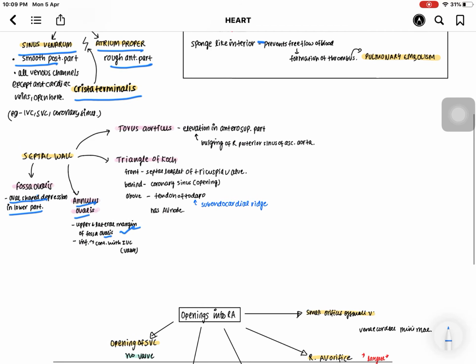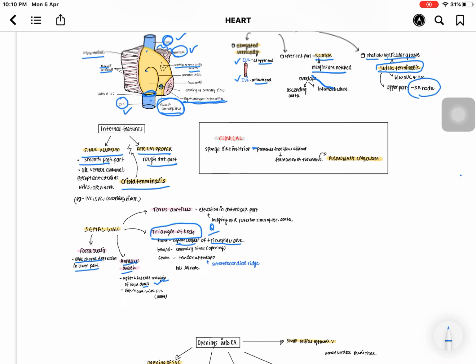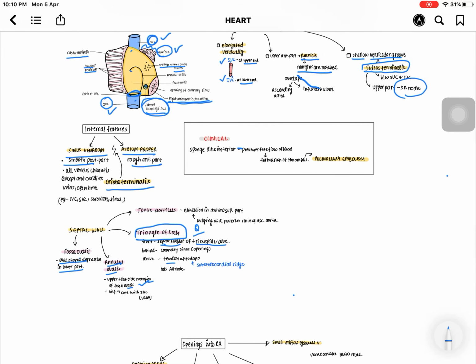And coming to the triangle of Koch, this is an important MCQ. It is bounded in front by the septal leaflet of the tricuspid valve, behind by the coronary sinus opening, and above by the tendon of Todaro. And it has the AV node in it.